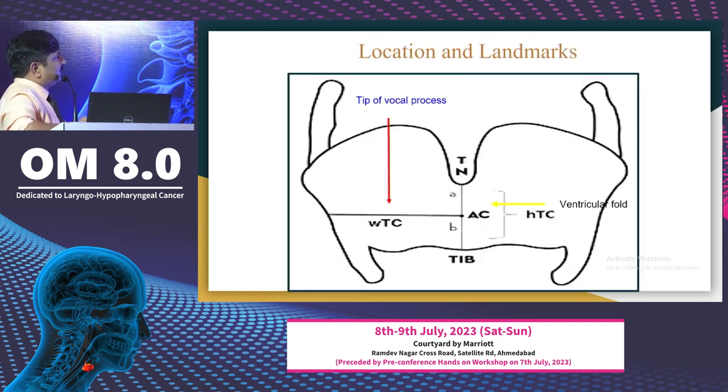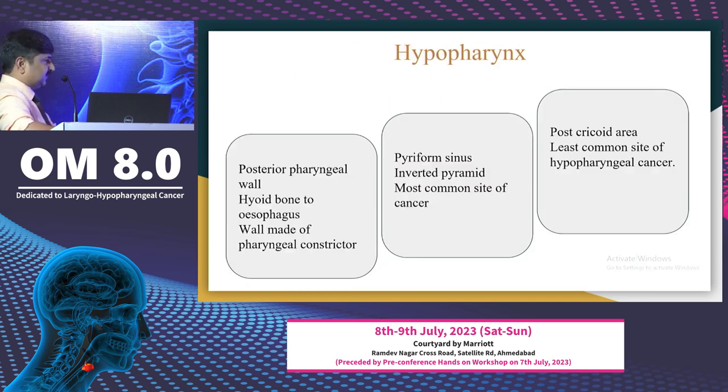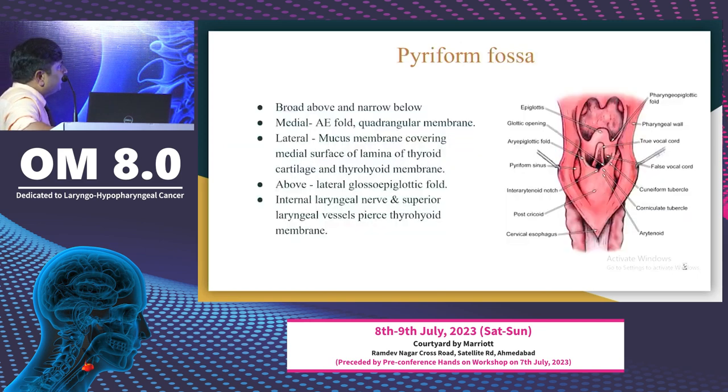Now, location and landmarks. This is a picture of thyroid cartilage. Anterior commissure lies between thyroid notch and inferior thyroid border, somewhere midway in between. About hypopharynx, I am taking a quick look. It has three segments: posterior pharyngeal wall, pyriform sinus, and post-cricoid area. Pyriform sinus, we all know the basic anatomy, but the important point is that pyriform fossa is in communication with paraglottic space. So any lesion in the pyriform sinus can invade through paraglottic space and affect the mobility.